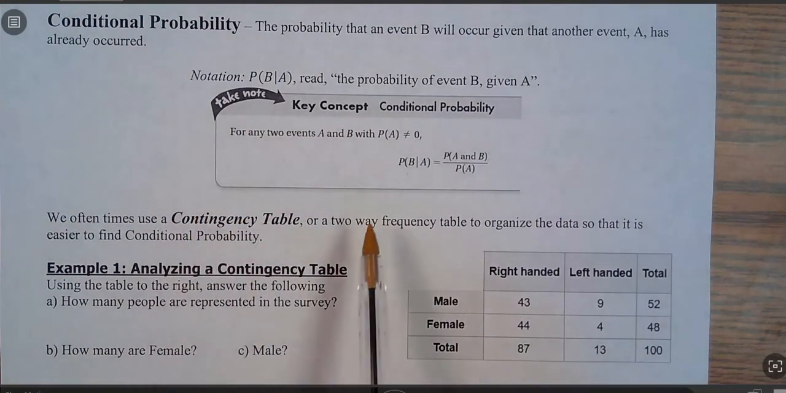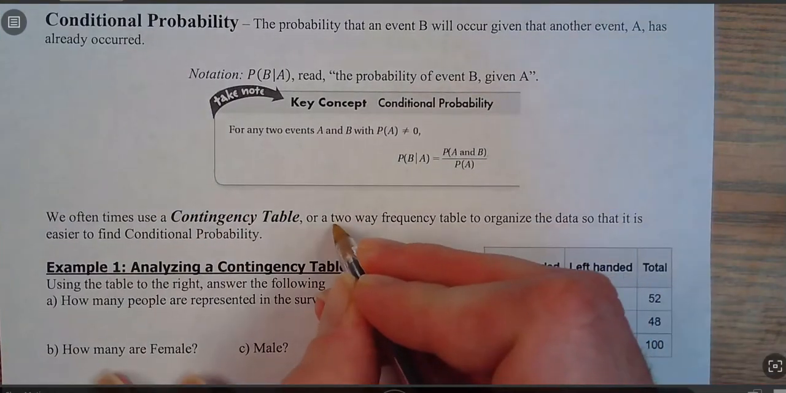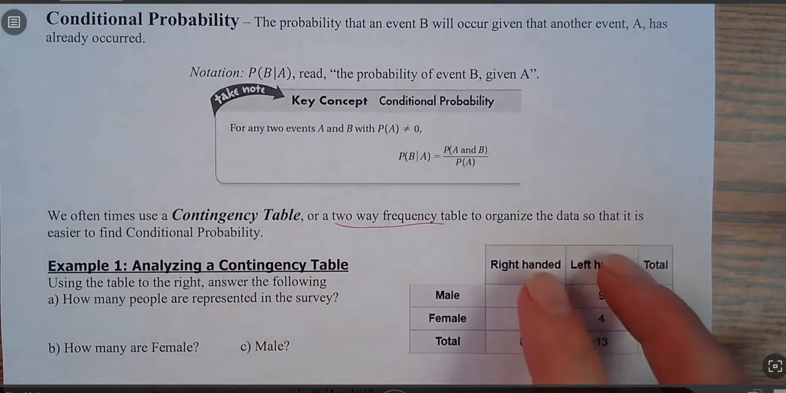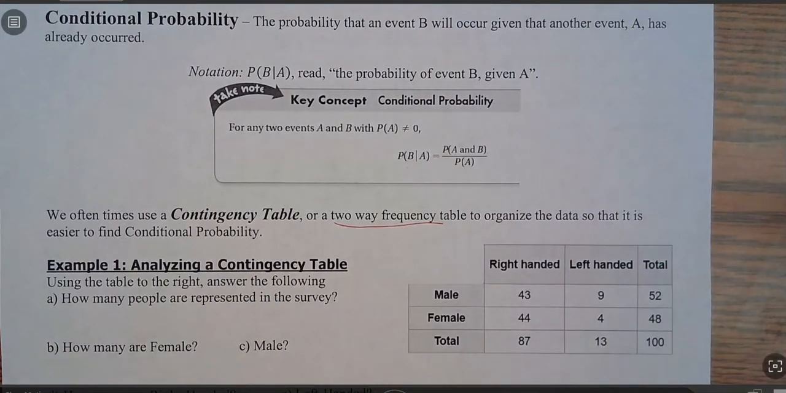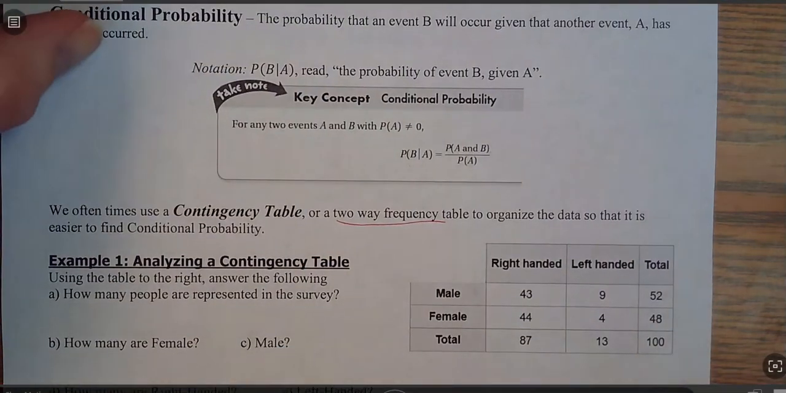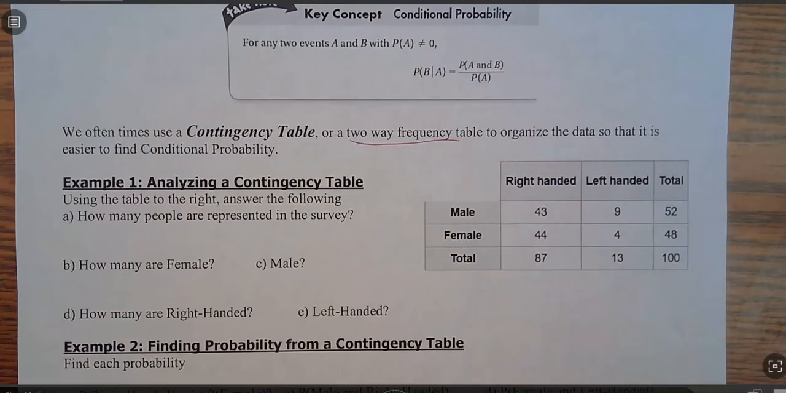So we often use contingency tables, which are just a fancy name for a two-way frequency table. It's got two different variables here. You've got left hand and right hand, and you've got gender going the other way. It organizes the data based off those two variables. So how you read this table, well, we're just going to answer some questions, and then we'll see how to read the table from this.